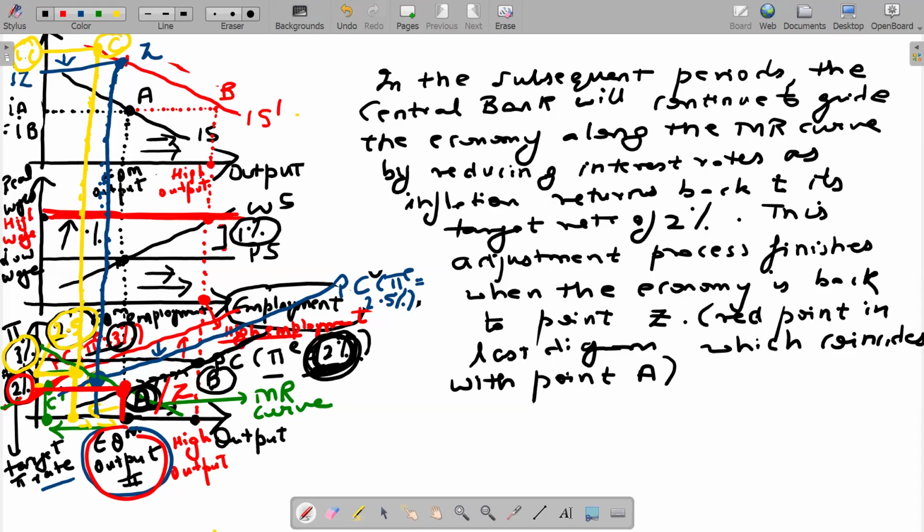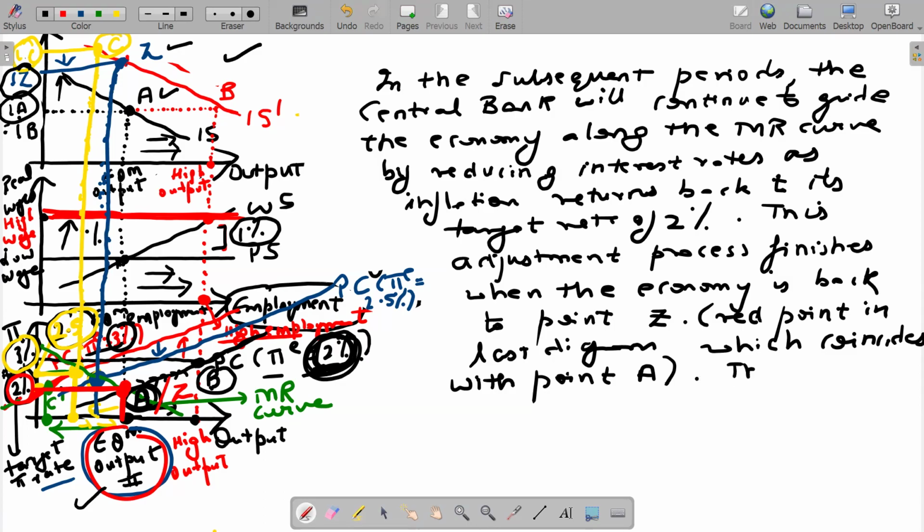Okay, but if you look at the initial situation at point A, at point Z, the interest rates are now high. We started everything with being at point A. Now, eventually, we reach point Z. In the last diagram, A and Z are coinciding, but in the first diagram, A and Z are not coinciding. Interest rates at point Z are more than interest rates at point B.